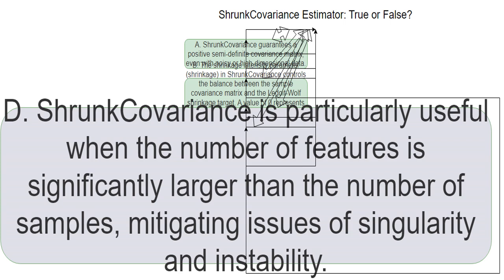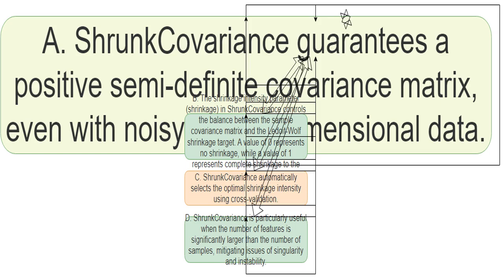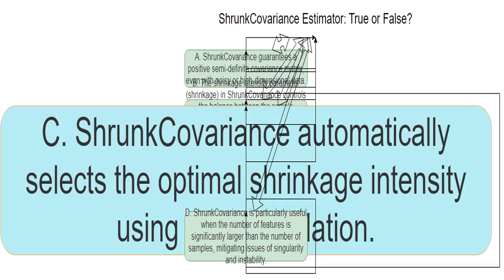Imagine trying to solve a complex puzzle with many pieces but only a vague idea where to start. ShrunkCovariance is like a strategy to simplify that puzzle for easier solving. This statement is also true. One of the best features of ShrunkCovariance is that it always generates a positive semi-definite covariance matrix. This is important because a non-positive semi-definite matrix can cause problems in other calculations, similar to a badly balanced equation. ShrunkCovariance prevents this.